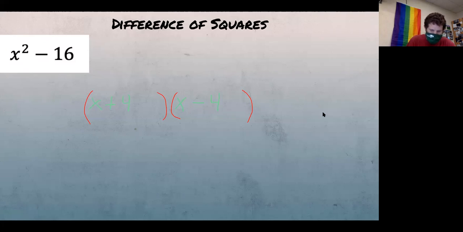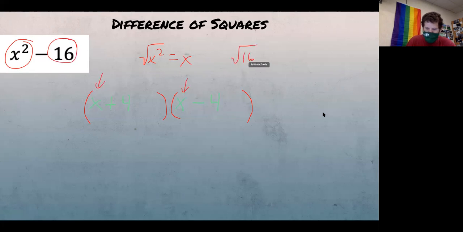Okay, so the first term is x squared, so the square root of x squared is x. You don't have to write this that I'm showing right now, but I just want to make it really clear. That's why that x goes first for each factor. The second number is 16. Square root of 16 is 4. So that goes second for each factor. And then you need a plus and a minus in whichever order you want.